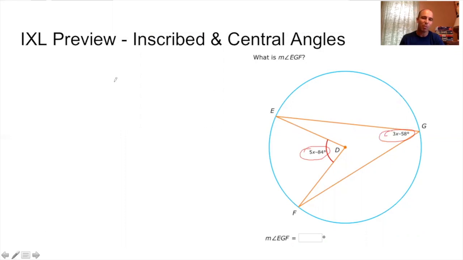And just what you've got to remember is that this arc here will be 5x minus 84. And so what that means is that this inscribed angle will end up being half of that. So what I would rather do is multiply by 2 than divide, because I don't want to deal with fractions. So I'm going to say that 2 of these inscribed angles, 3x minus 58, is going to equal 1 of the central angles, or the intercepted arc, which is 5x minus 84.